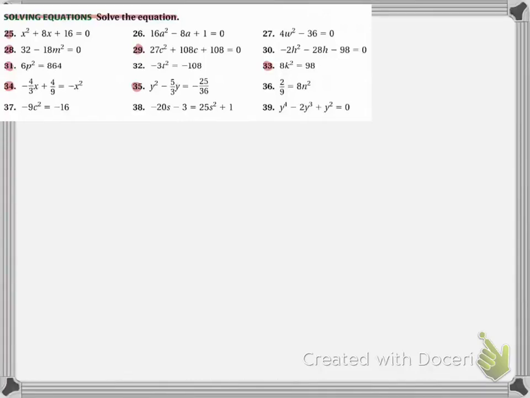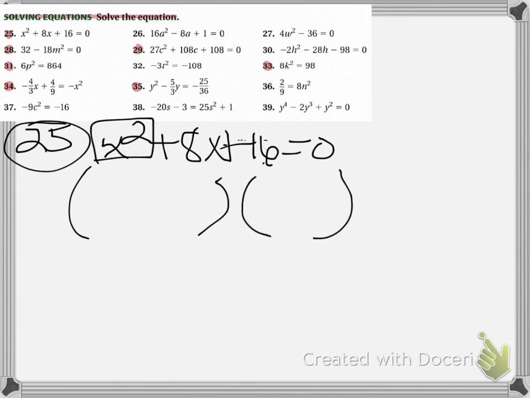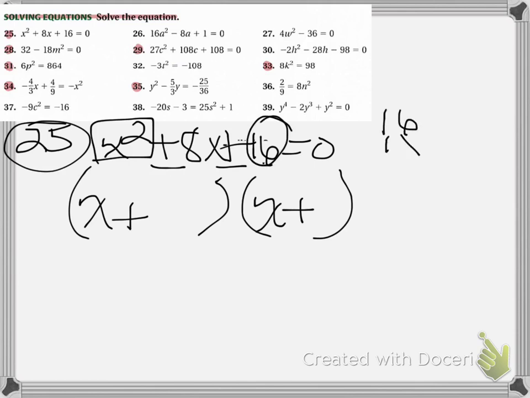So we're going to look at 25. We have x squared plus 8x plus 16 equals 0. So we want to set up our parentheses. When we look at the x squared, we know it's x times x. You see we have two positives, so we know it's plus and plus. Then we want to ask ourselves, what times what gets us 16, and it adds together to get positive 8.